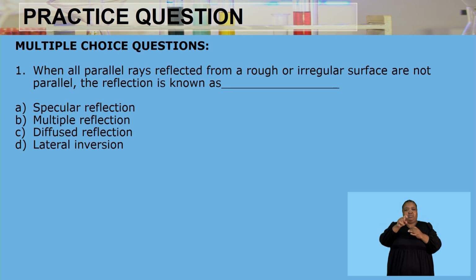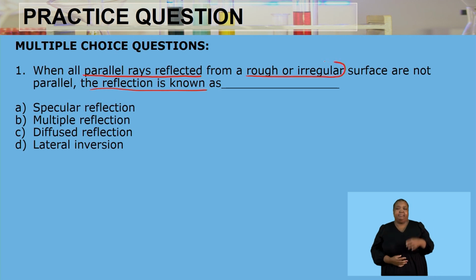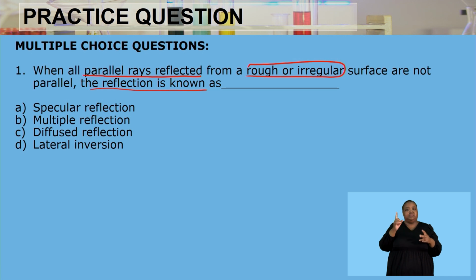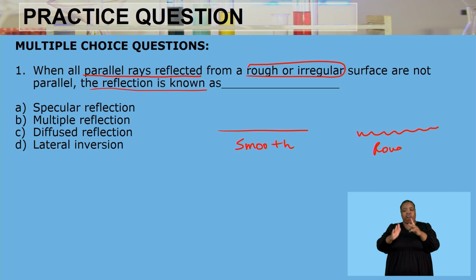The question says, when all parallel rays reflected from a rough or irregular surface are not parallel, the reflection is known as. So, to decipher this, we are talking about the parallel rays that are reflected from a rough or irregular surface. Remember that we can have 2 different types of surfaces. We can have a smooth surface, and we can also have a rough surface, also referred to as an irregular surface.